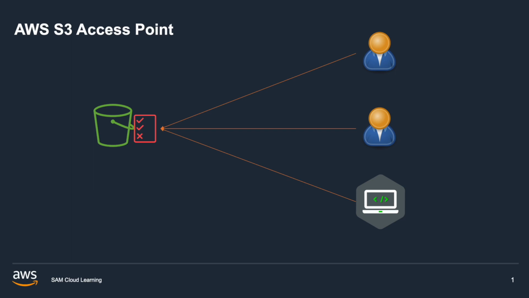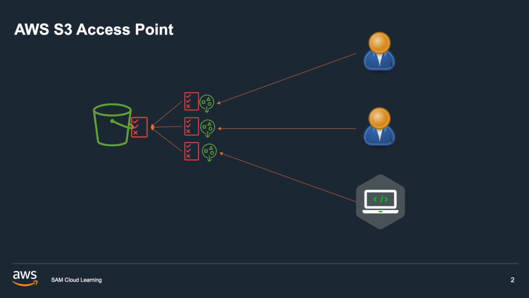So to avoid this, we can achieve this requirement using access point. With access point, the access control for the different sets of users can be done in the dedicated access point created for that specific set of users. So we can granularly control the access from the dedicated access point policy.